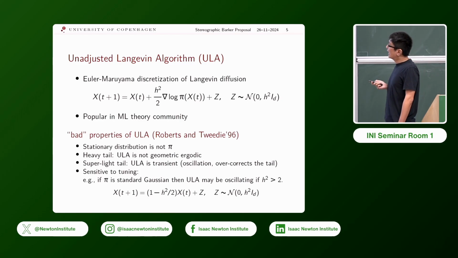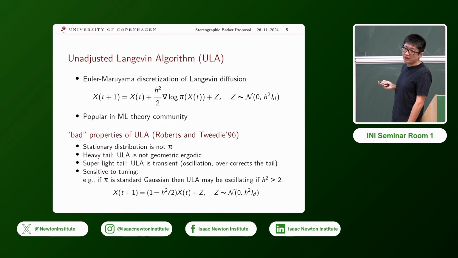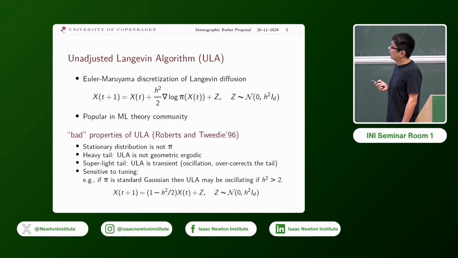So basically the high-level idea: we will solve the first issue using a Metropolis-Hastings framework in the rest of the talk, which guarantees the target distribution is the stationary distribution. And for the second issue, heavy tail target, we use the idea of stereographic MCMC. And for the third one, super light tail, we use Barker's proposal. And finally, the robustness to tuning comes from both the robustness of stereographic MCMC and also Barker's proposal.